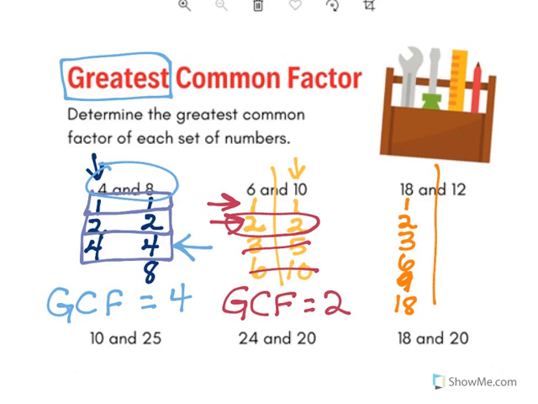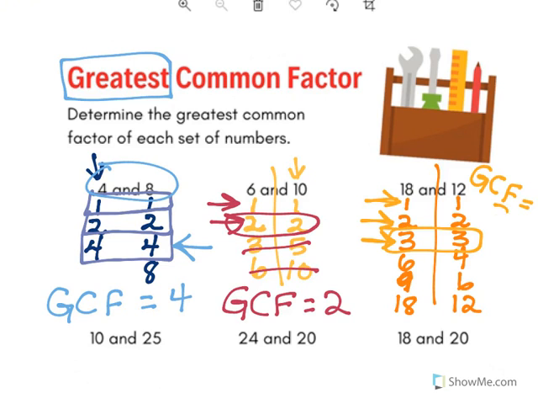So I'm going to do the same for 12. So 1 goes in, 2 divides by 12, 3 goes in 4 times, so 3 and 4. 5 does not, 6 does, 7 does not, 8 does not, 9 does not, 10 or 11, and then lastly 12. So now we're looking at the ones they have in common. So 1, 2, 3. All right, so the greatest common factor is 3.